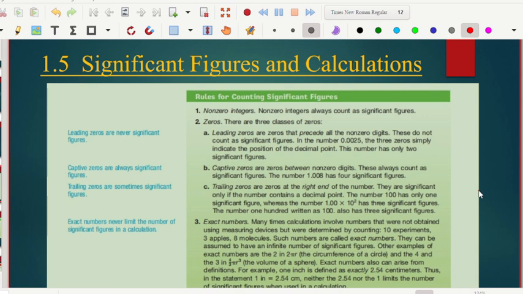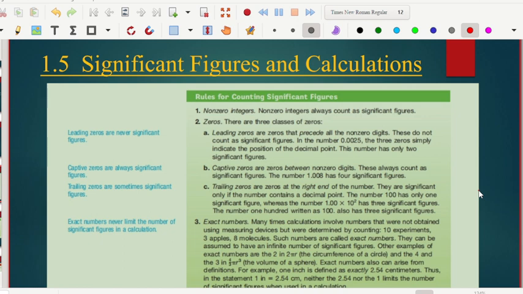So now let's continue. When it comes to significant figures, you need to understand that there are rules which are applied. What are those rules which you need to know when it comes to significant figures and calculations? Because when you're working in chemistry, you'll encounter many different numbers.